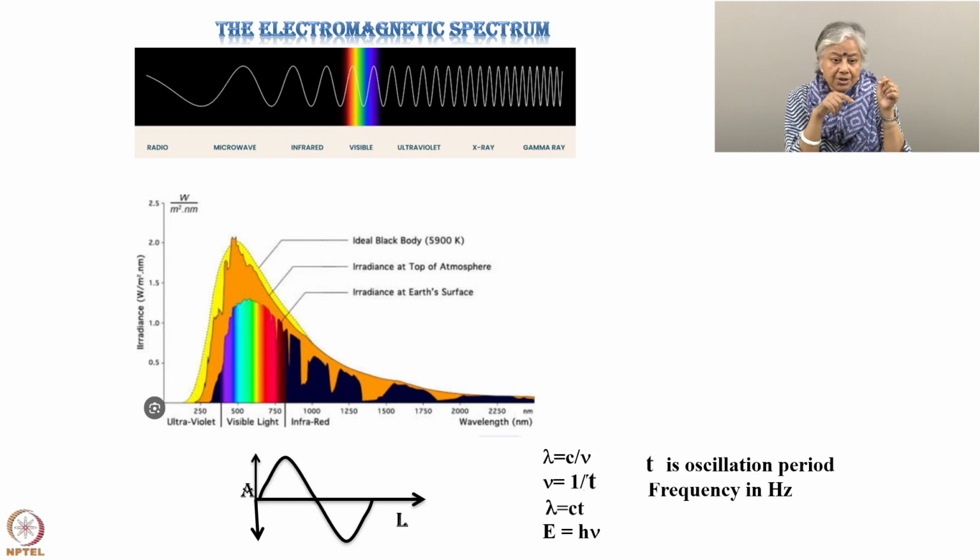But you know, the dashed curve that you can see is called Planck's formula or Planck's distribution function, and it is the same as an ideal black body radiation. Okay. So, there is a connection between the sun's rays that reach the earth and the black body radiation.